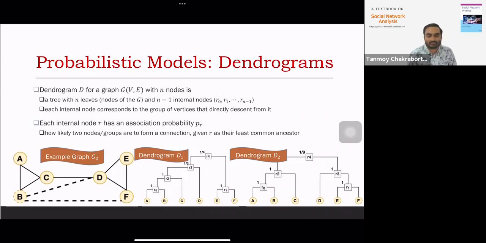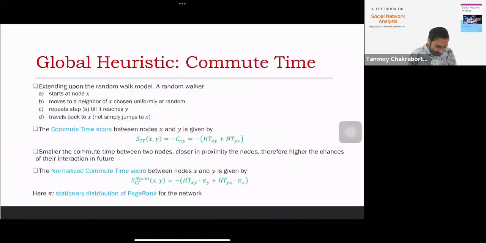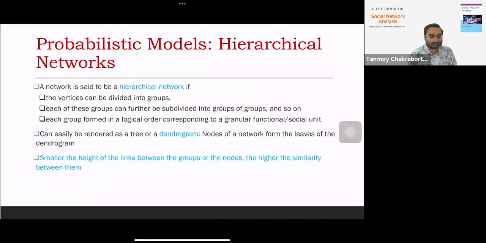So let's start with the probabilistic model. What is the idea? The idea is that when nodes are connected through links, they essentially form some sort of hierarchy, and the hierarchical structure is inherent to the network. It may not be explicitly visible in the network structure, but it is inherent, and due to this inherent hierarchical structure, the nodes are connected.